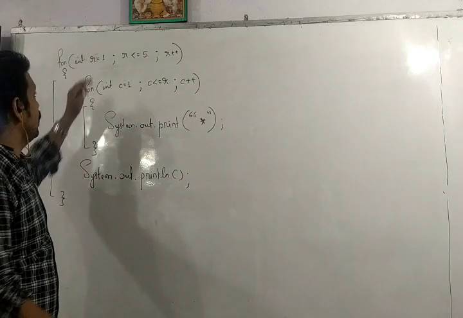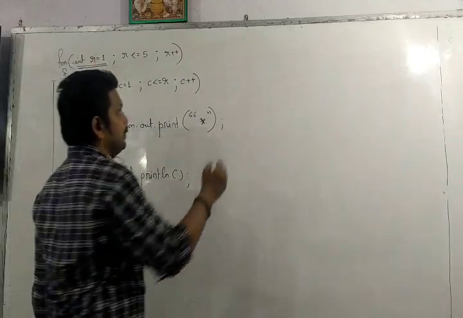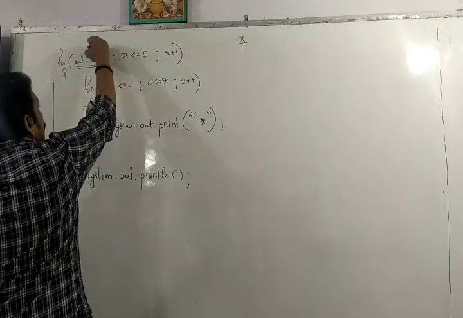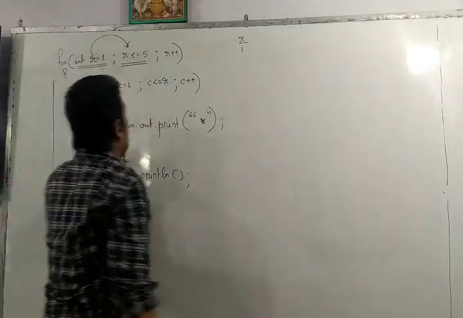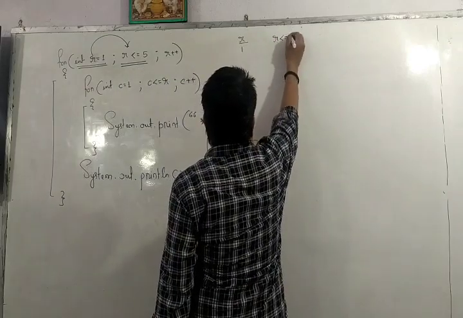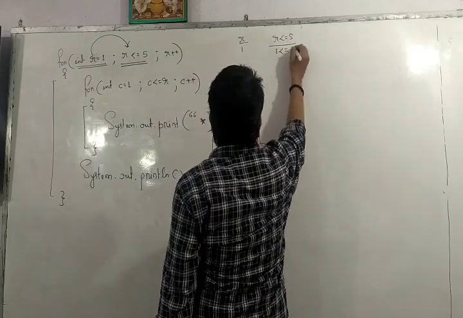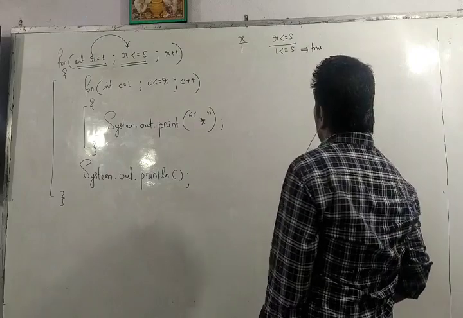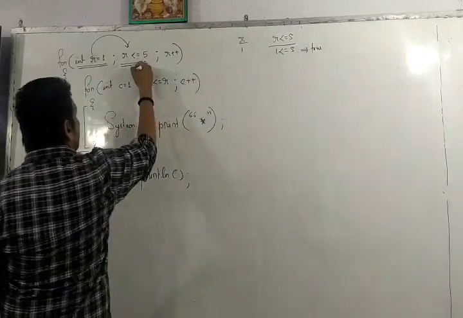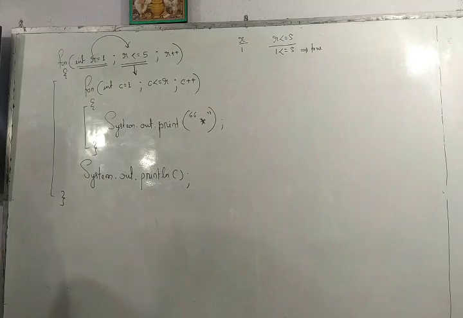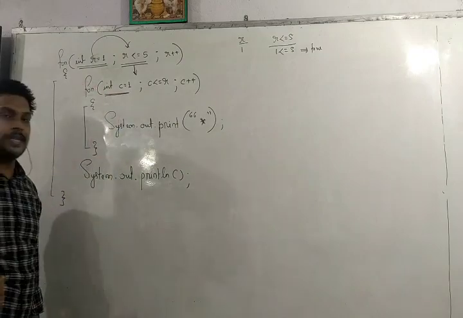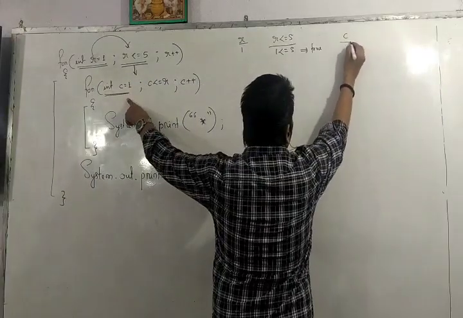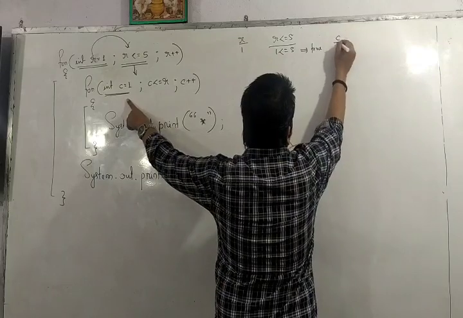Now listen, what is the value of R? The value of R is 1. Then the control goes to the testing expression of outer for loop, R less than equal to 5. 1 less than equal to 5, it is true. If it is true, then the control goes within the body of the outer for loop and the initialization expression of the inner for loop is executed. So the value of C is 1.